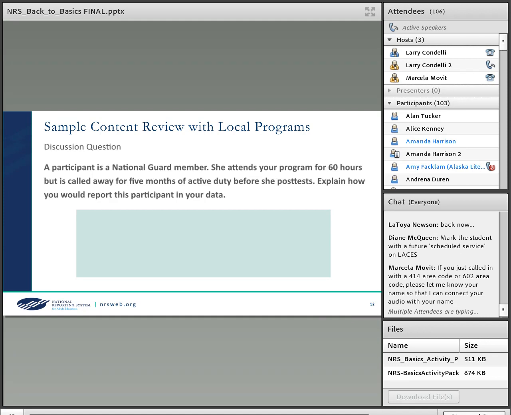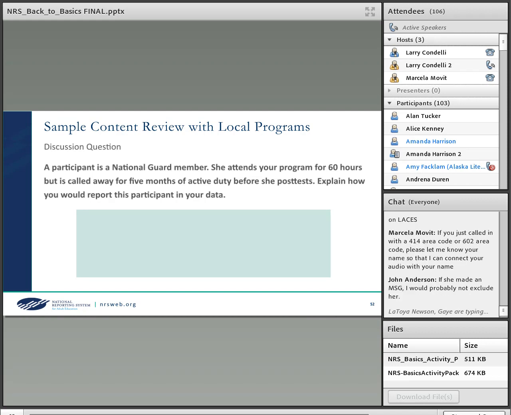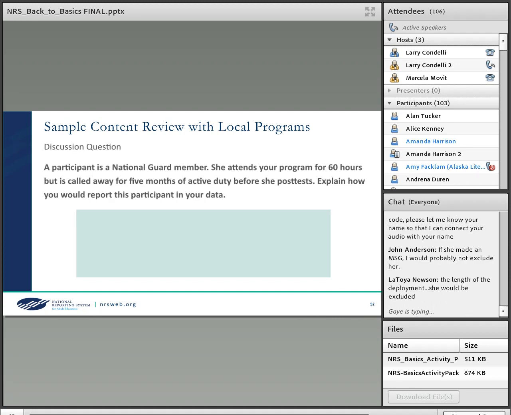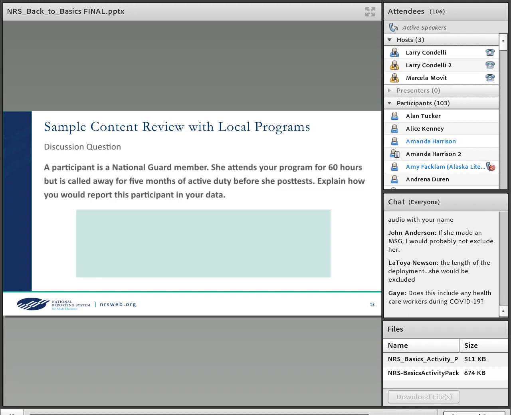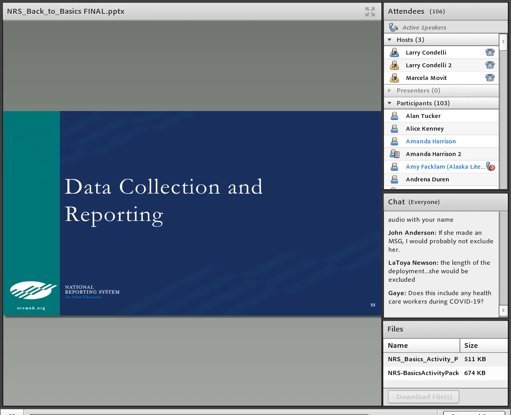So the answer to this question is if she exits the program because she's a member of the National Guard or other reserve military unit of the Armed Forces and is called to active duty for at least 90 days, she can be excluded from the WIOA primary indicators of performance. Okay, so this was just an example question. I'm going to turn it back to Larry.